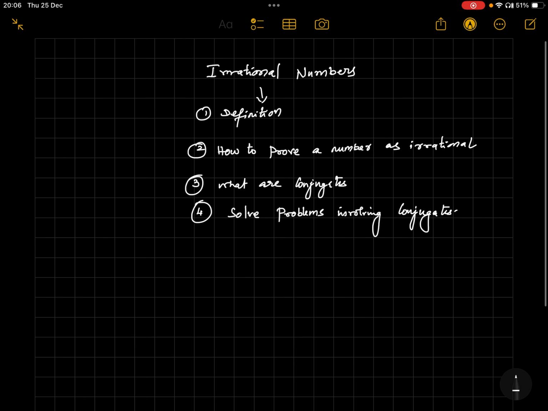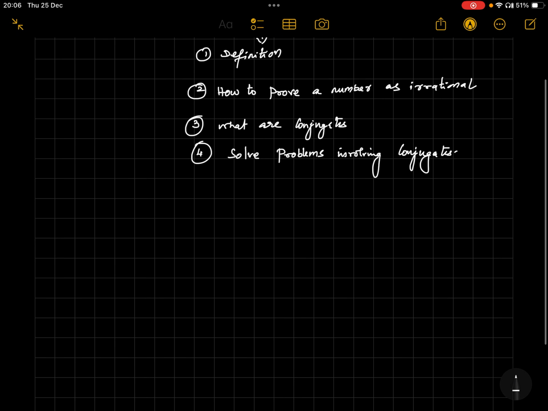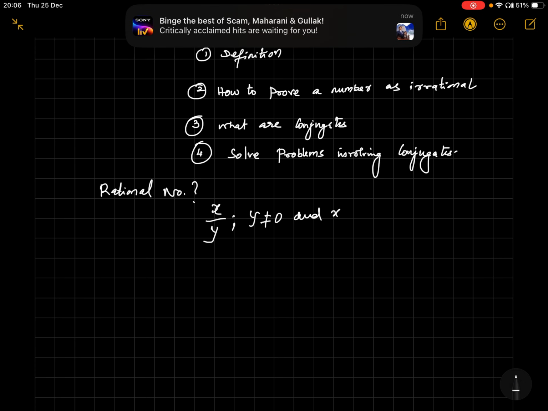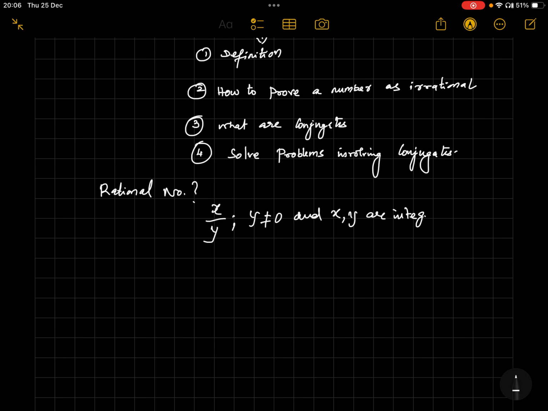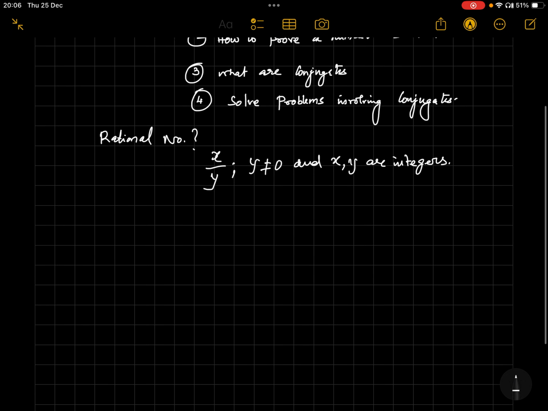So what is an irrational number? Before that, first we will see what a rational number is. A rational number is a number which can be written in the form x over y, where y is not equal to 0 and x, y are integers. So this is the definition of a rational number.